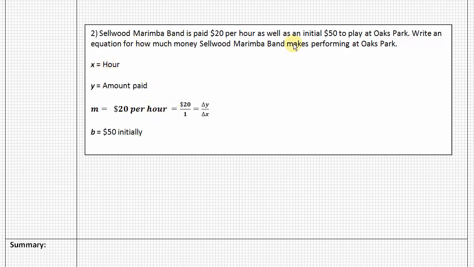So from the story problem, this is what I gathered. Since they tell us that they were paid $20 per hour, I know that per is my keyword for slope, so I put that in here. And they're paid an initial $50 to play. So that is going to be my y-intercept. They're paid $50 initially. So using this, I can set up a fraction.